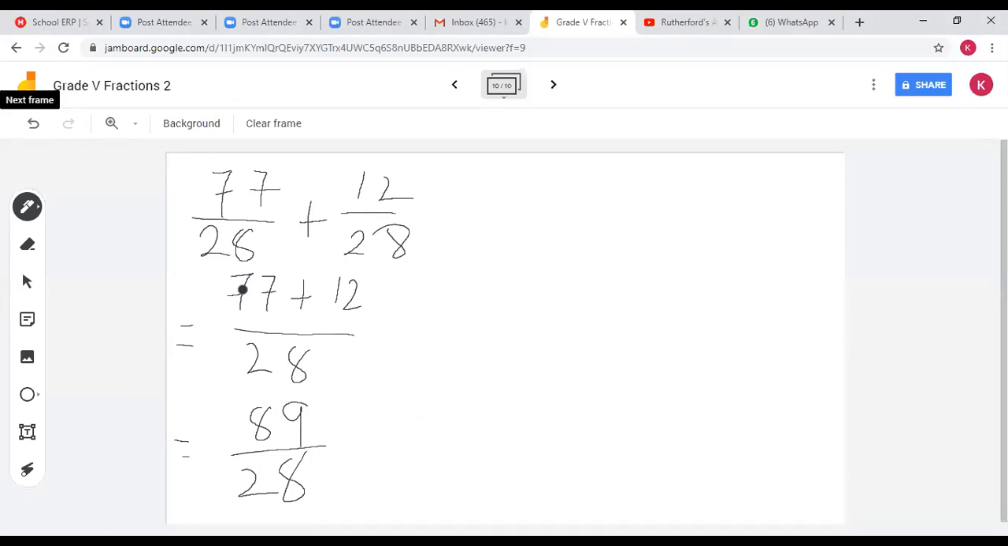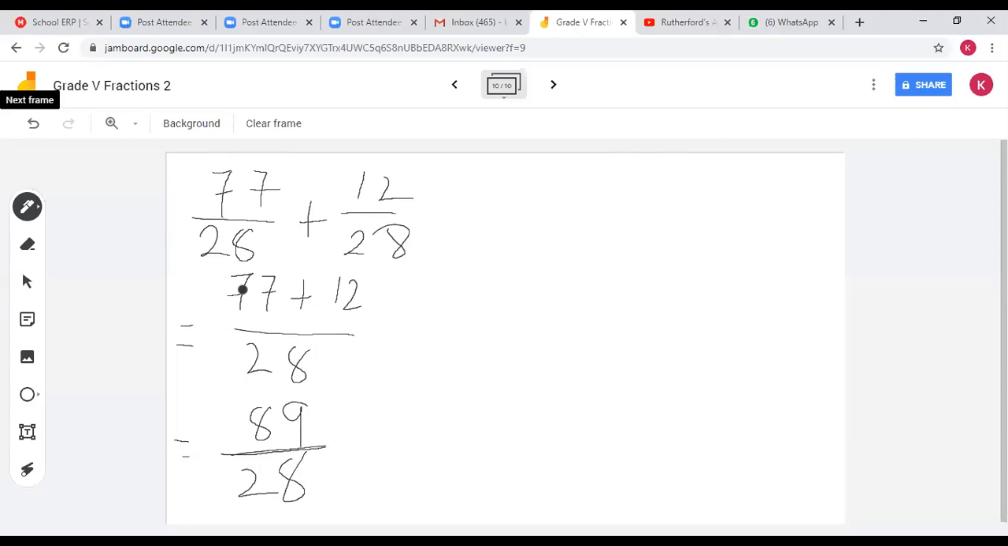Now the question is about 89, is it a prime or composite number? We checked that it is not divisible by 2, it is not divisible by 3. Is it divisible by 5? No chance, because the last digit is 9. Is it divisible by 7? No, it is not. 7 1s are 7 and 19 will come, so it is again not divisible. So 89 is a prime number.